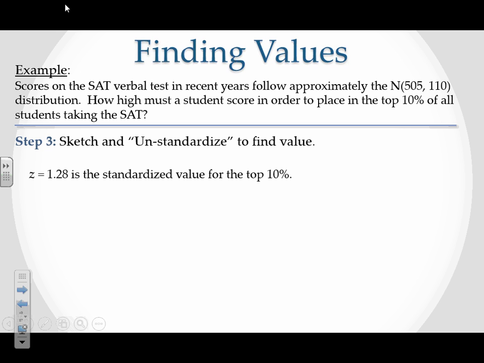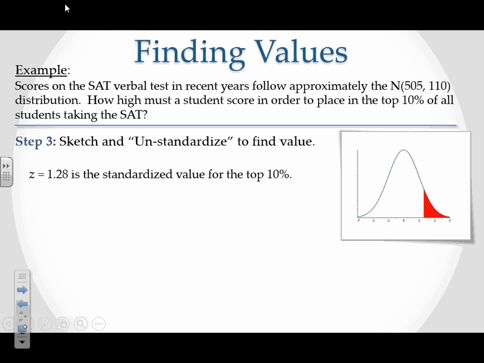So if z is 1.28, we sketch our distribution. We draw our normal distribution, we go a little bit above 1 standard deviation above the mean, mark our boundary, and shade to the right because we're looking at the top 10%. So we still need pictures with these, we just can't get to it until we know what z-score we're working with. Okay? Now we can work on unstandardizing.